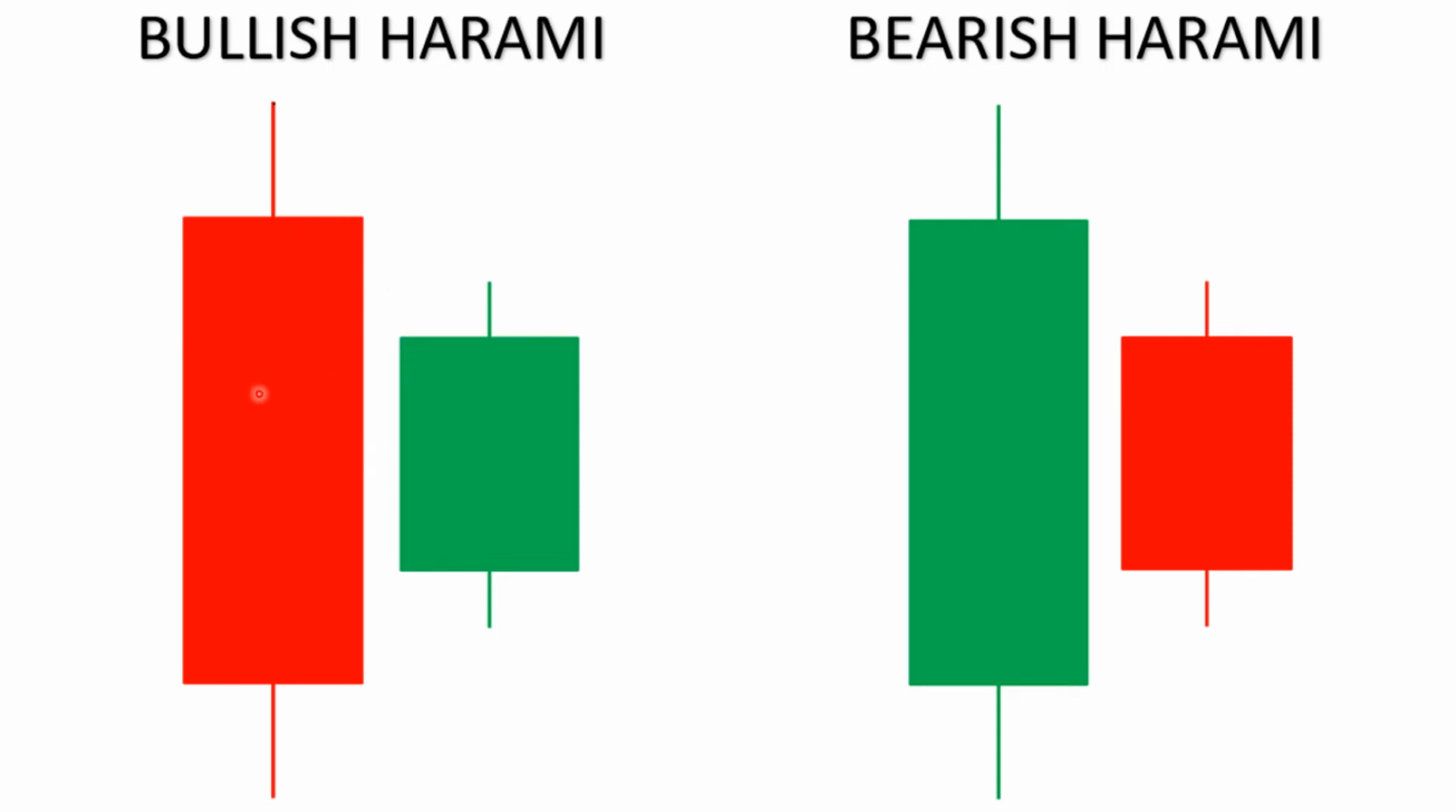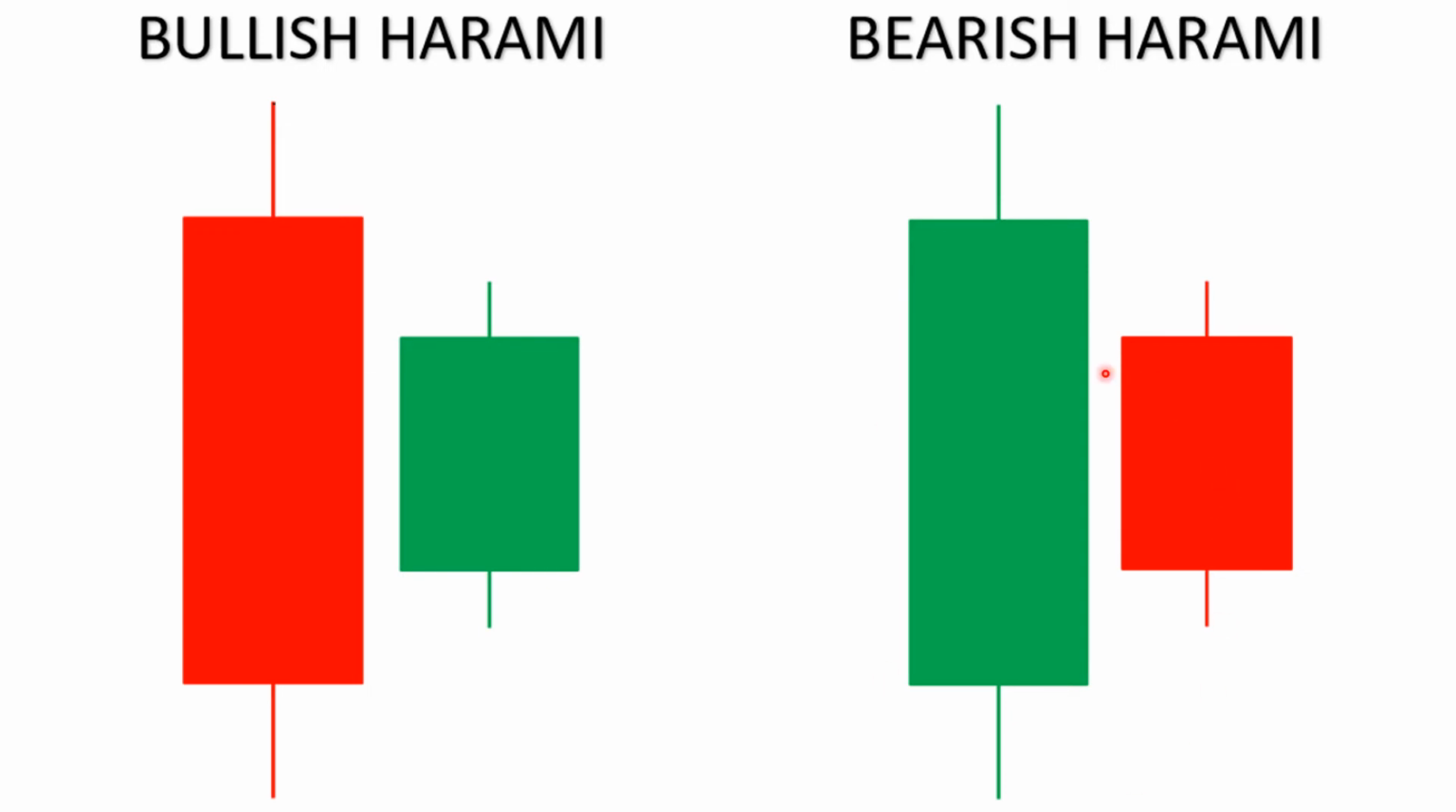Bullish Haramis are often red-green. They appear at the bottom of a downtrend with loads of red candlesticks, then this candlestick, then you have the green one. This forms the Harami pattern. And for a bearish Harami, you would have many green candlesticks, then this small red candlestick, and this would be the Harami pattern.